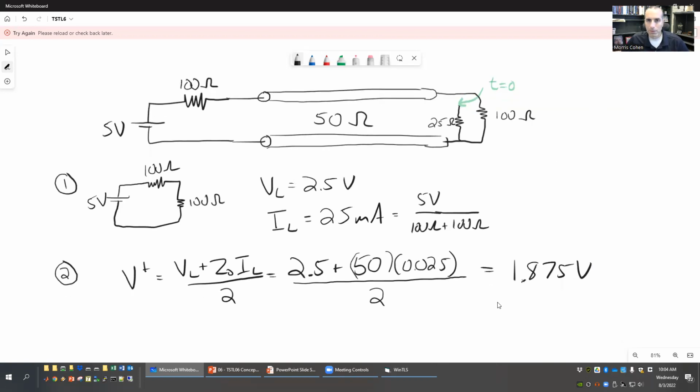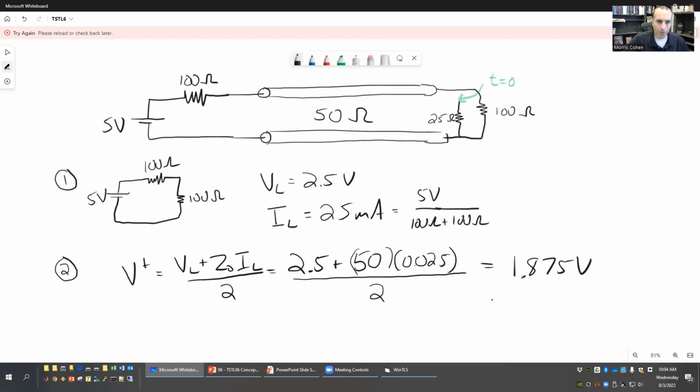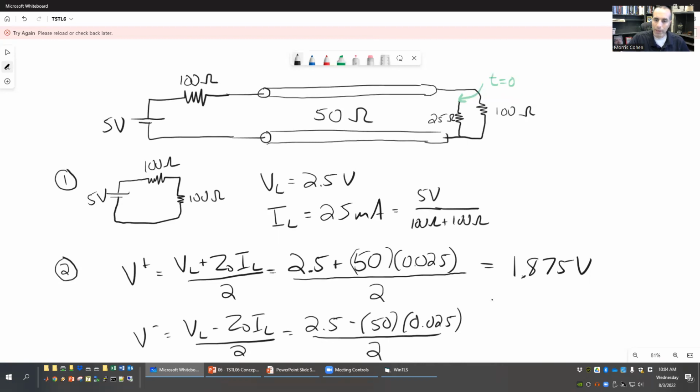All right. Let's do the same thing for V negative. V negative is (VL minus Z0 IL) divided by 2, which equals (2.5 minus 50 times 0.025) divided by 2. Plug those numbers into a calculator. It works out to 0.625 volts.